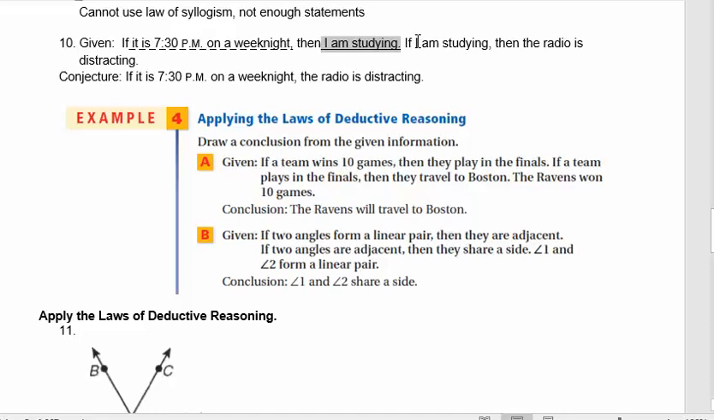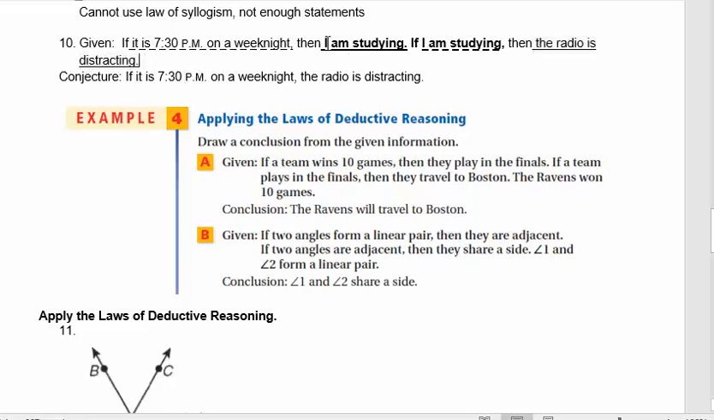Now here's another statement, so that's good because you need two statements with the law of syllogism. I am studying. That's my hypothesis of my second. But look, these two things are the same thing. They match each other. If I am studying, or then I am studying, I am studying. They're the exact same thing. Then the radio is distracting. I'm going to underline that with the solid line because that's the conclusion of the second statement.